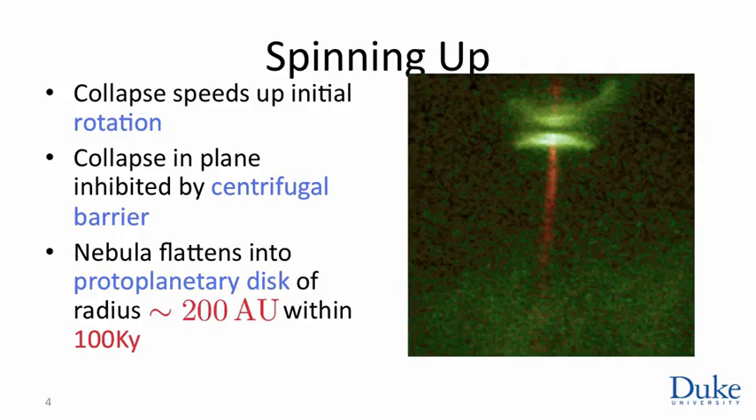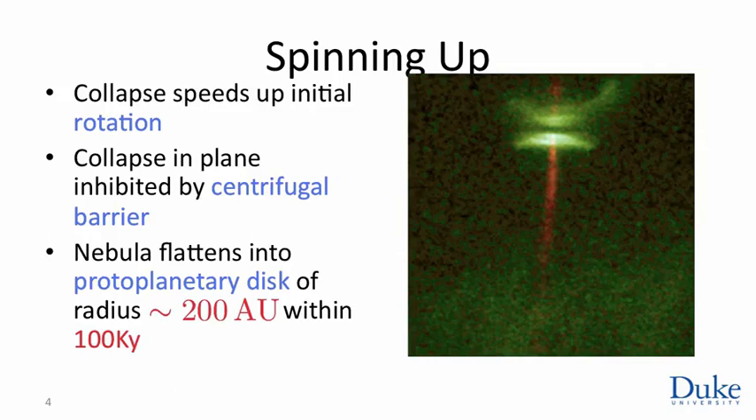This creates a barrier that prevents the cloud from collapsing into its axis. On the other hand, collapse in the direction along the axis, in the other direction, is uninhibited by this, and so the cloud collapses far more readily along the axis than perpendicular to the axis. The net result is that what was once probably a roughly spherical cloud is flattened into a pancake shape.